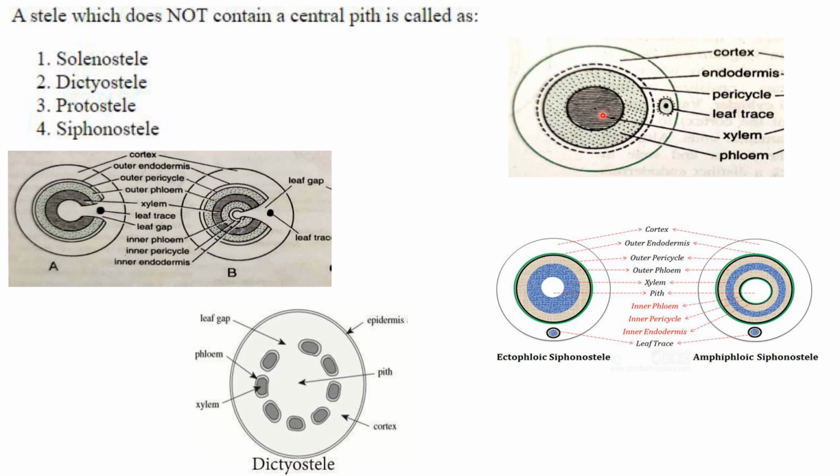Protostele. Protostele doesn't have a pith. It has a cortex, endodermis, pericycle, and leaf trace. Then xylem and phloem are also present, but pith is not present. Then siphonostele, that is ectophloic siphonostele and amphiphloic siphonostele. So they both have pith. So they have asked which is the one which does not have a central pith. So that is your protostele. Answer is option 3.